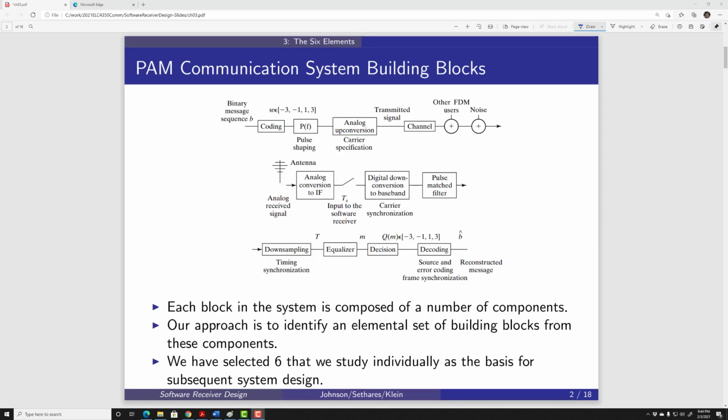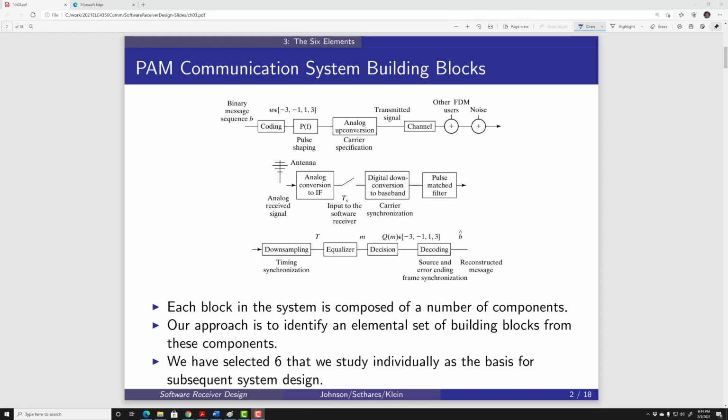Here is a PAM communication system, pulse amplitude modulation communication system building block. We see from the top line, that's the transmitter. We have a binary message sequence B encoded into samples -3, -1, 1, 3, going through a pulse shaping filter and then becoming an analog waveform upconverted to the radio frequency, then transmitted through the channel.